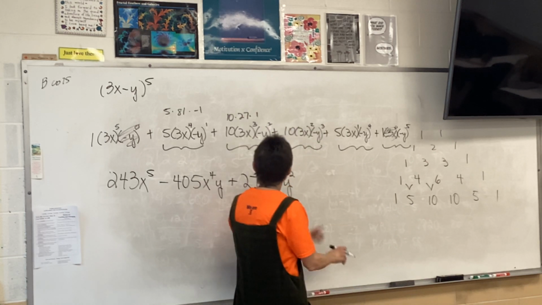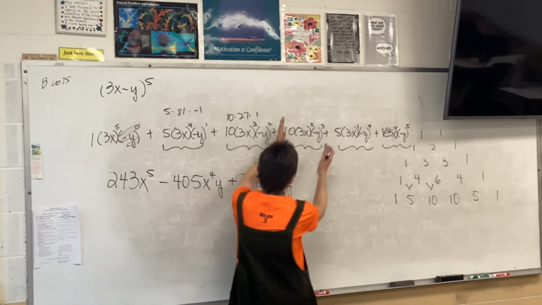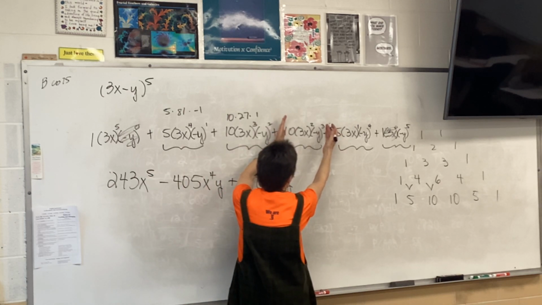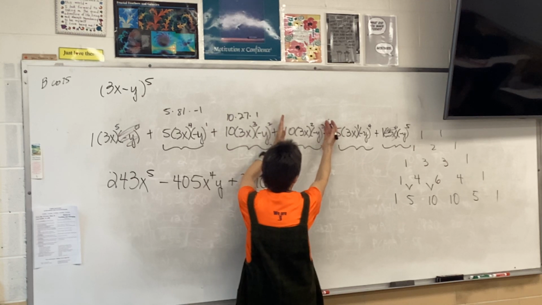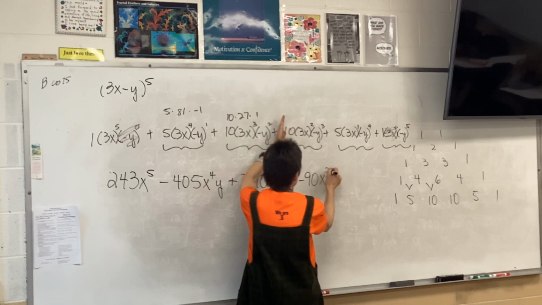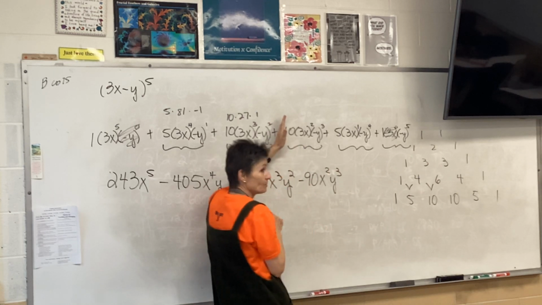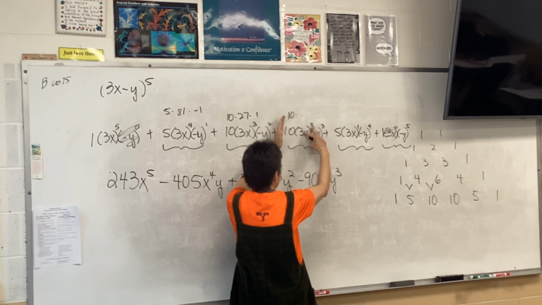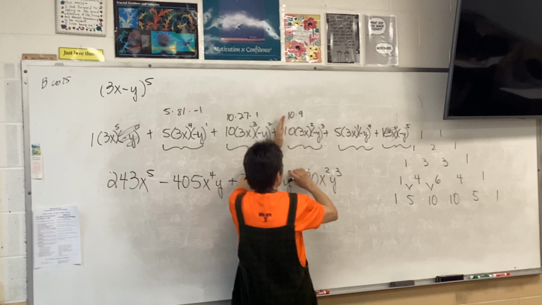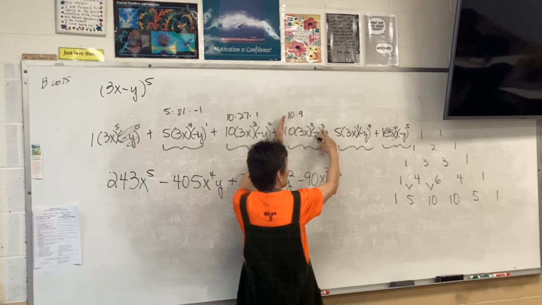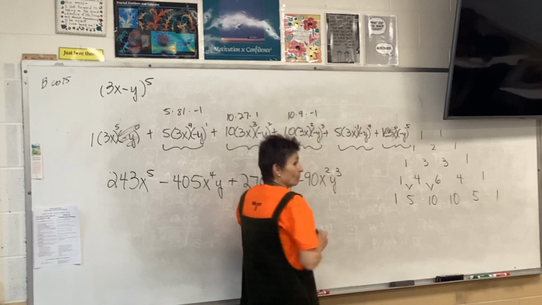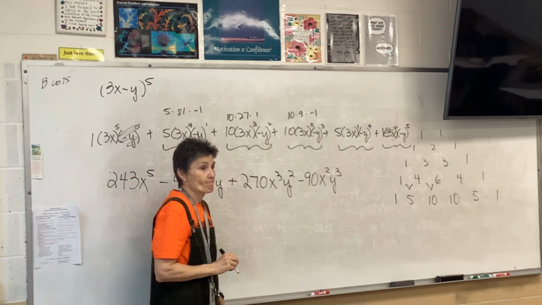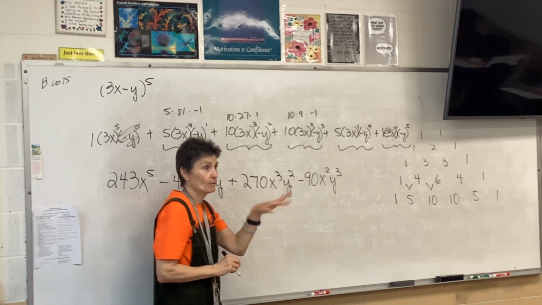Okay, anybody have this one right here? What did you get for this guy? Negative 90x squared y cubed, I think you're exactly right, because we have a 10, a 3 squared, which is a 9, and a negative 1 cubed, which is negative 1. Any question about that? Everybody get that okay?